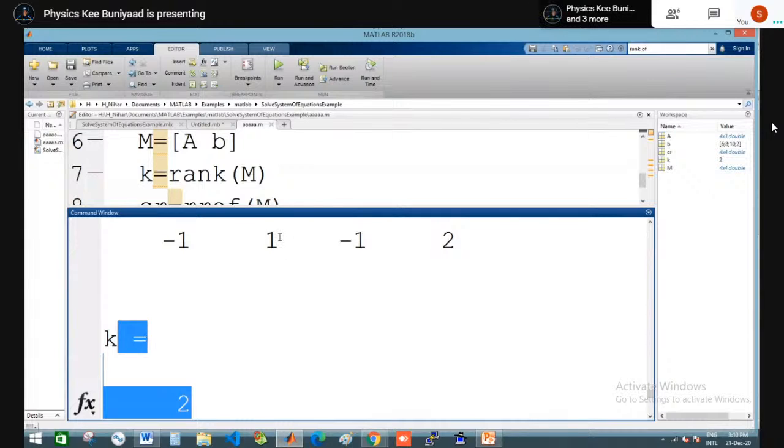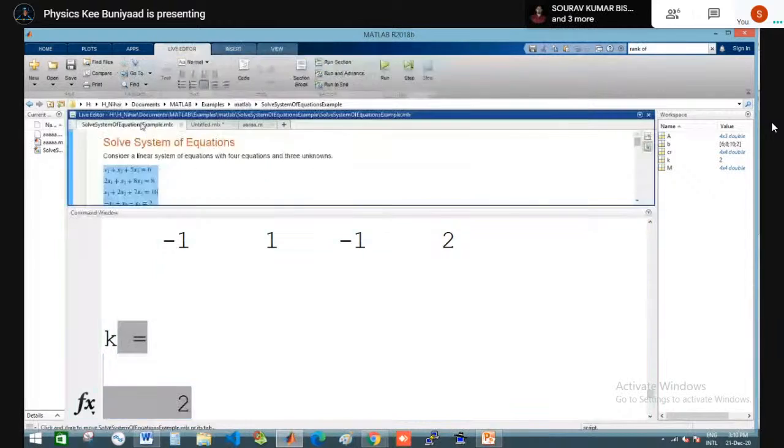But again, I will show you one more equation that contains 2 or 3 variables. There you can easily find that if the rank of the matrix is equal to the number of variables, then we will get a unique solution.